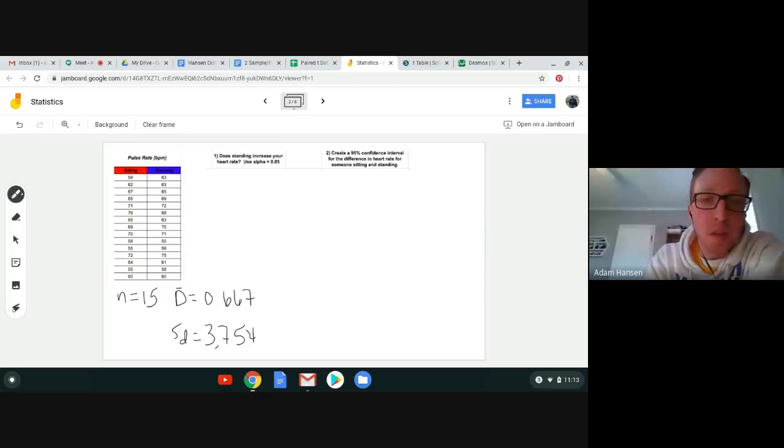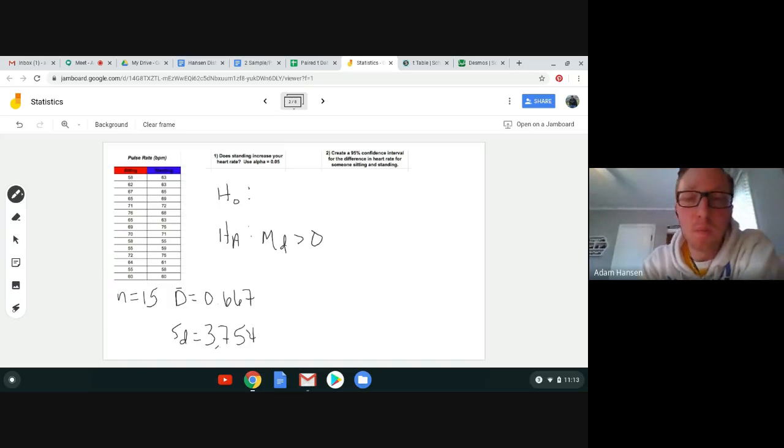So let's set up our hypothesis test. We'll need the null hypothesis and the alternative hypothesis. We're testing to see if standing increases your overall heart rate. If standing increases your heart rate, wouldn't the average difference be greater than 0, as I've set it up. If you did sitting minus standing, it would be less than 0. If there was no difference in heart rate, the mean difference would be equal to 0.